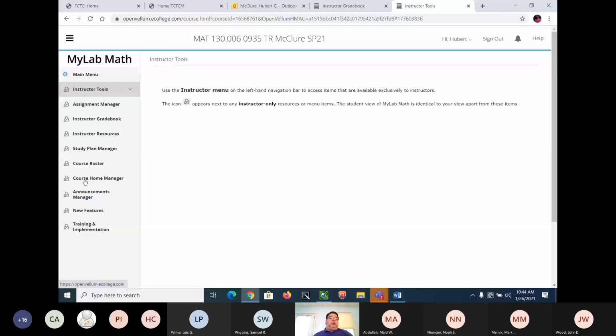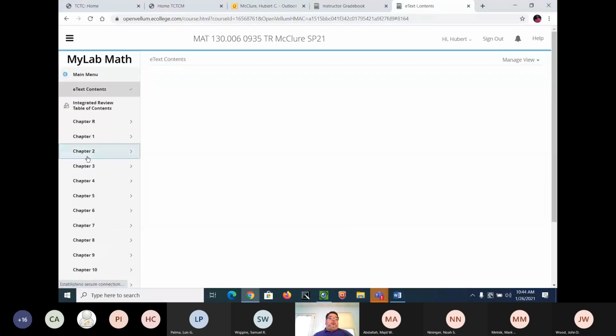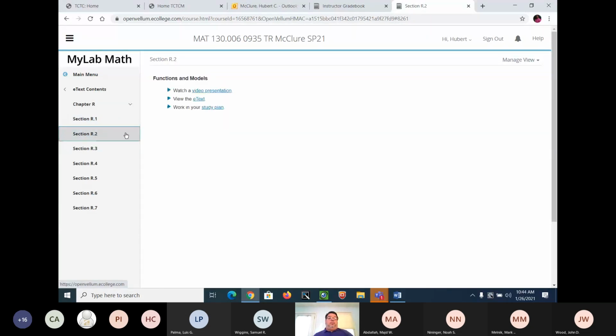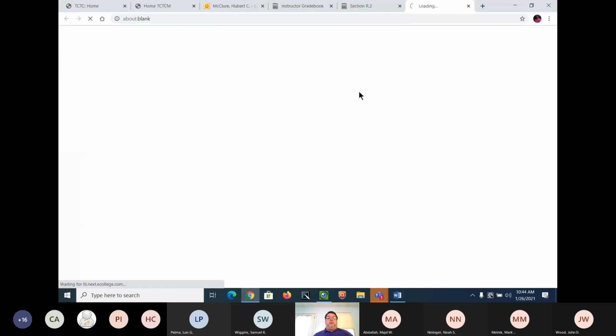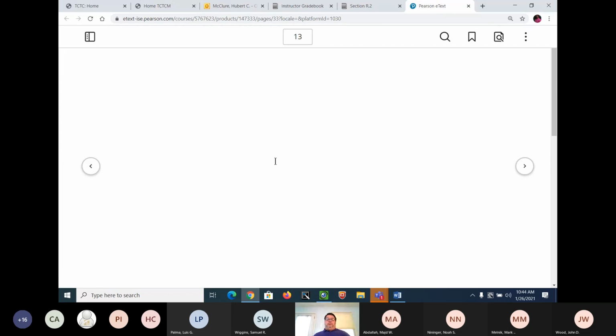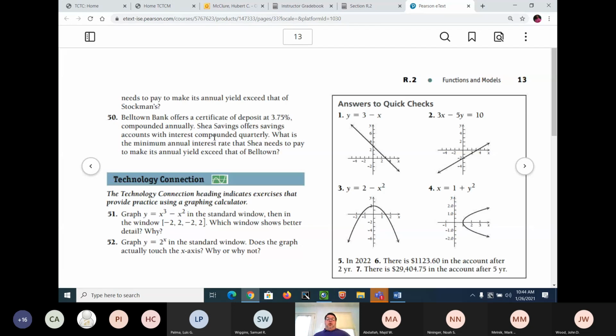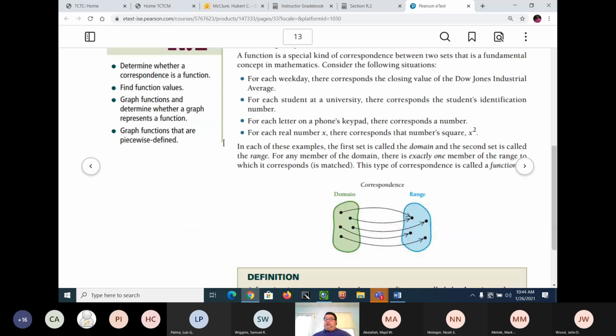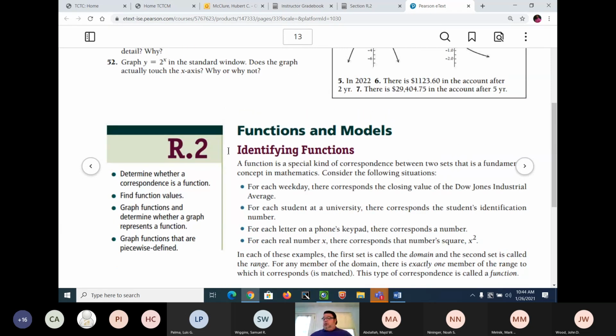Okay, I got to get out of here, go to e-text. And I'm going to pull up R2 in e-text and see what R2 has in it, and what's important. R2, functions and models. What the heck is a function? All right, here we go. What is a function?